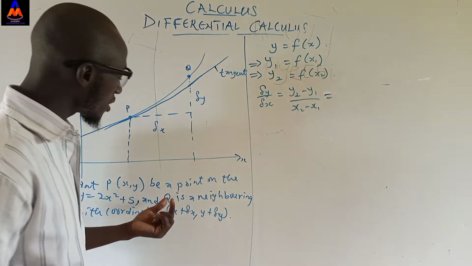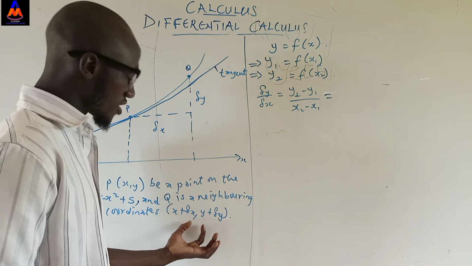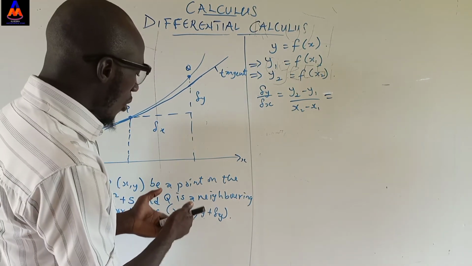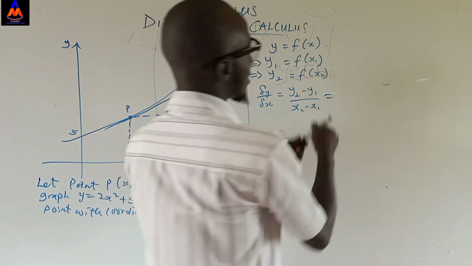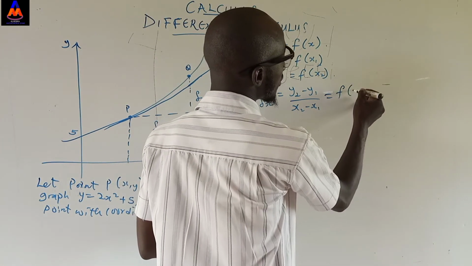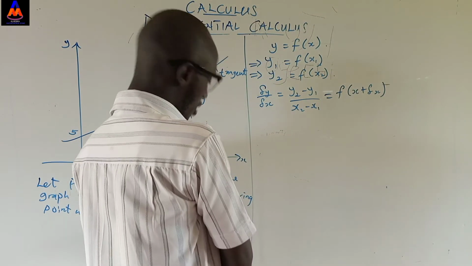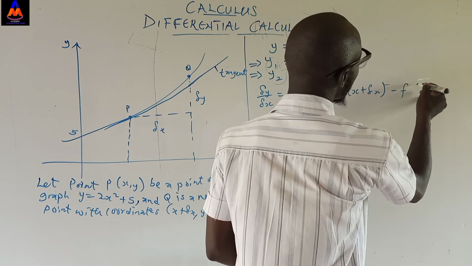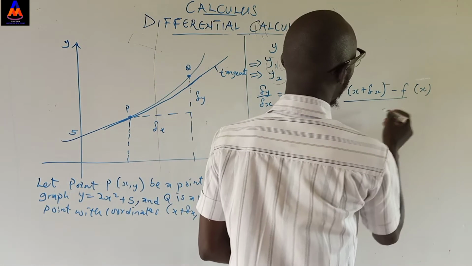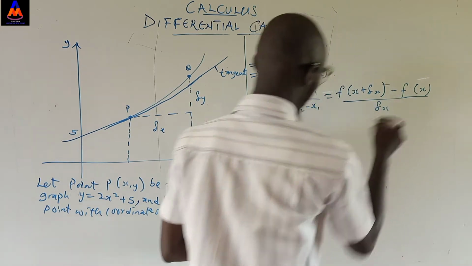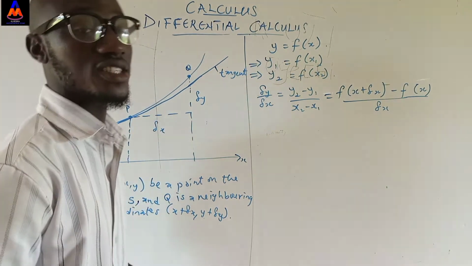If you look at your neighboring point here, which is the Q, we can have our x2 here, which is x plus change in x. The second point of our y, which will be dependent on our x, will be used as our x2 here. Then we have f of x plus change in x, instead of writing y2, which is the neighboring point here, minus the y1, which is f of x, instead of writing y here, all over change in x, because the difference of your x2 minus x1 is your change in x here.